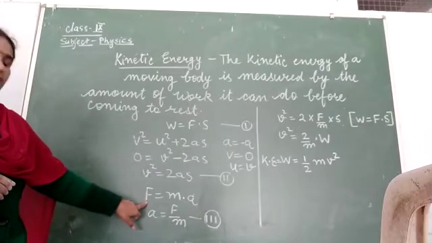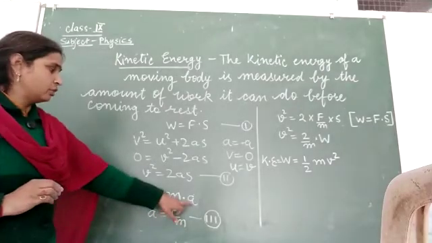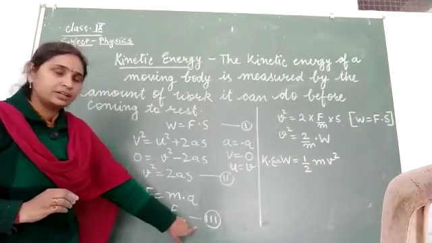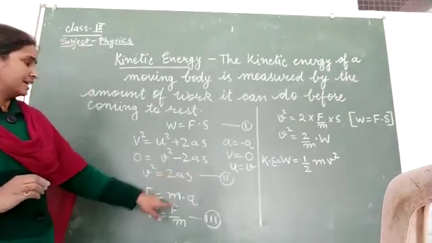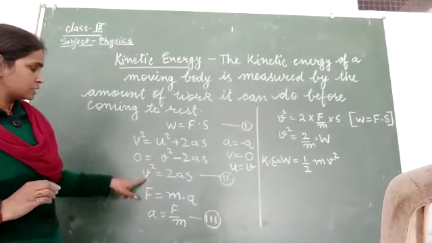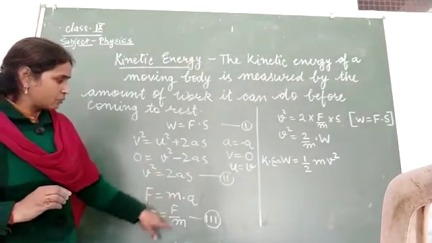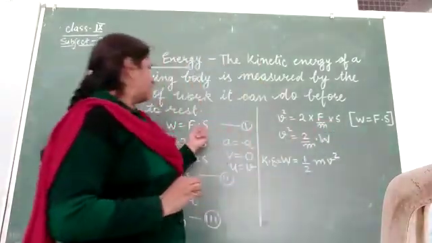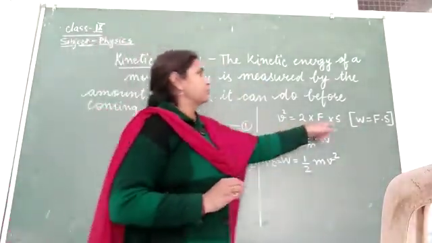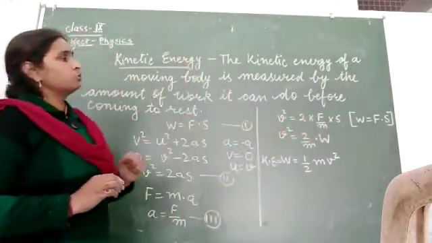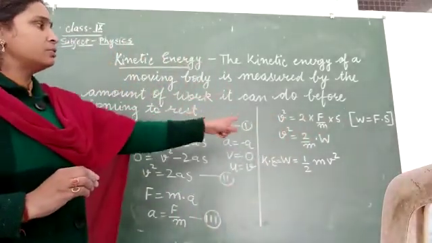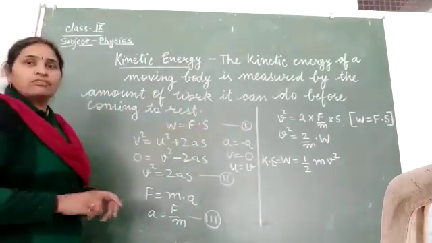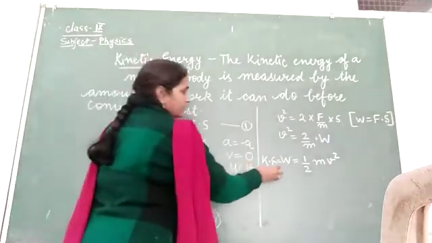As per Newton's law, F is equal to ma, we got the value of a is equal to F upon m. With the help of this third equation, we place the value on the second equation. In place of a, we got v square is equal to 2 F upon m into s. F into s is equal to W, as we have in the first equation, W is equal to Fs. So v square is equal to 2 Fs upon m, meaning 2W upon m. After cross multiplication, we got W is equal to half mv square, and this is equal to kinetic energy.